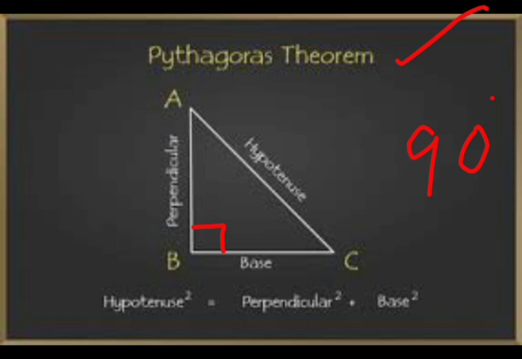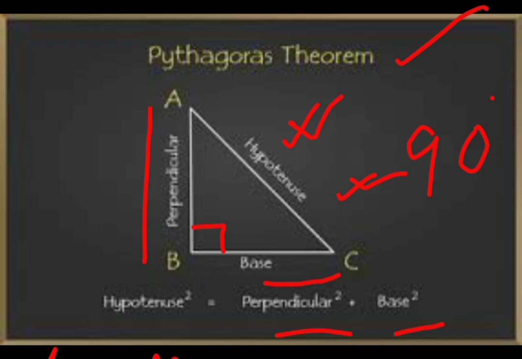Pythagoras theorem states that here in a right angle triangle, the longest arm which you have is the hypotenuse. This height is the perpendicular and this is the base. So Pythagoras theorem states the square of the hypotenuse or the longest arm is equal to the sum of the squares of the perpendicular and the base. So this is Pythagoras theorem.